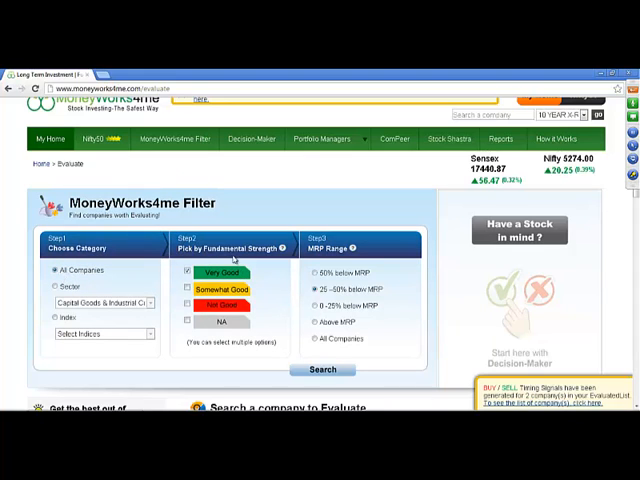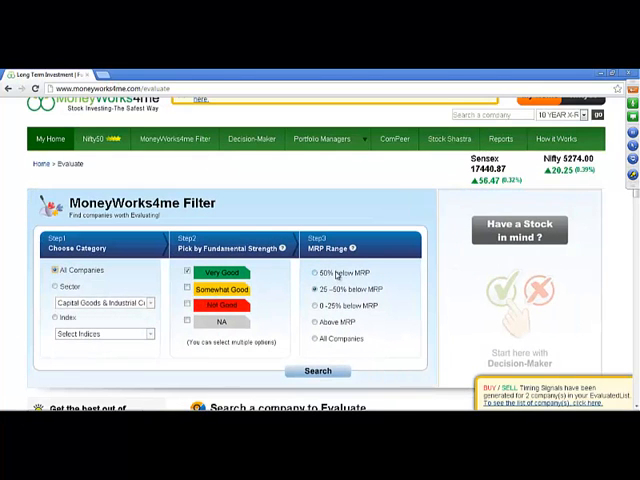The second thing that you have to do is pick the fundamental strength. Here the default selection is green, or very good. Now what do we mean by fundamental strength? At Moneyworks for me, we have looked at the 10 years financial performance of the companies and rated them as green, which means the performance has been very good, or orange, which means the performance has been somewhat good, so there have been some good years followed by some bad years, and so forth. And red means the performance has not been good. Ideally we want the best companies which have done very well in the past, so I'll keep this as green or very good.